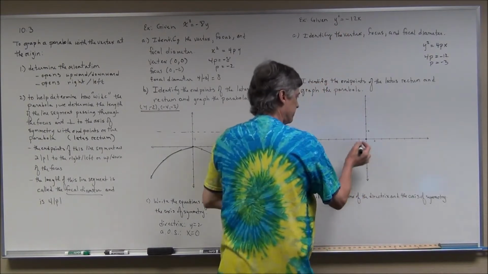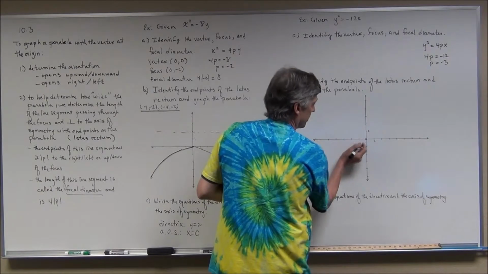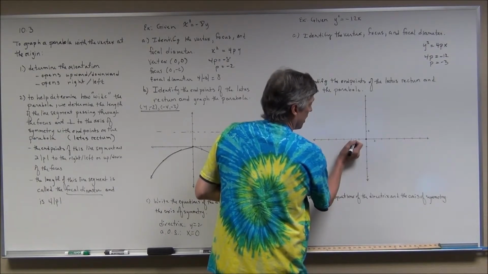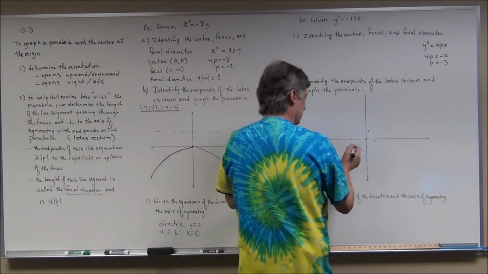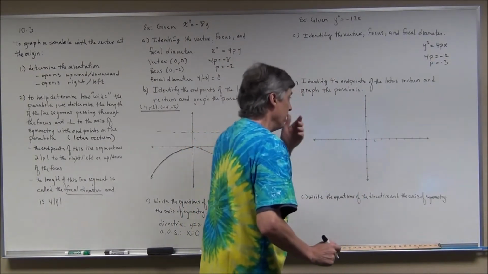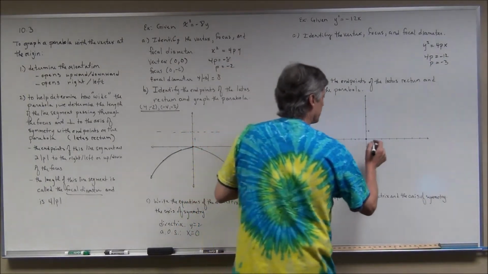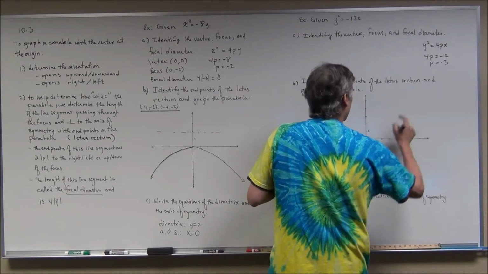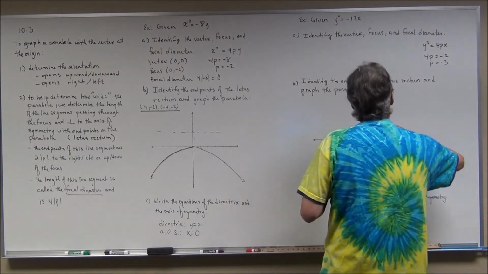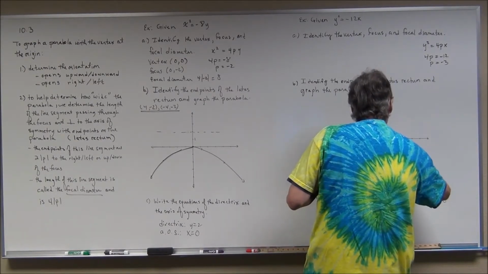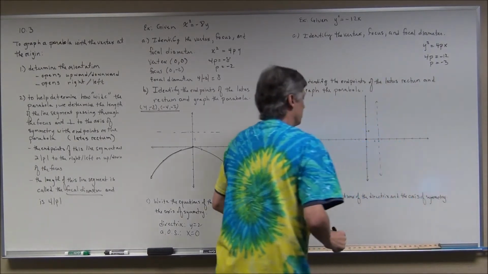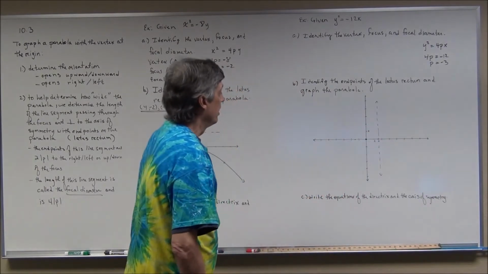And our focus would be right here. Now notice my units here of 2. It would be right here at (-3, 0), because it would be 3 units to the left. This would be the focus, but this is your vertex here. My directrix would be 3 units this way because of the absolute value of p, so it's going to be this vertical line here, which I'm going to sloppily sketch.